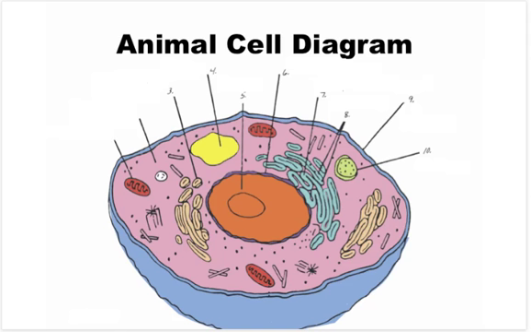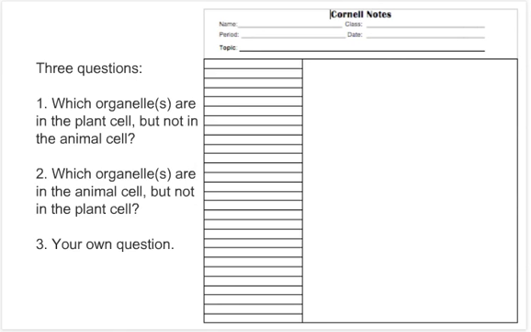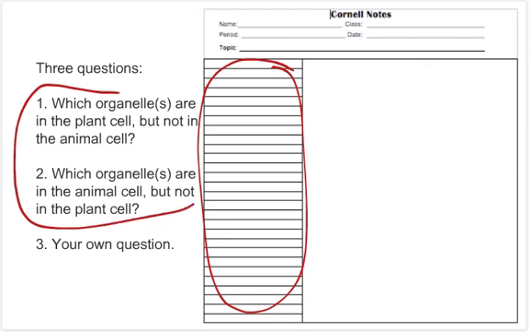Alright, so now you should have an animal cell diagram that looks something like this. It's all colored and all labeled. Now let's do the processing part. Now this time, I have 2 questions that I would like you to answer. So on this left side here, I would like you to write these two questions and then answer them as well. So don't forget to put the answer as well.